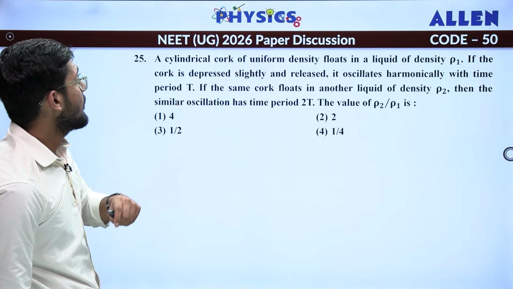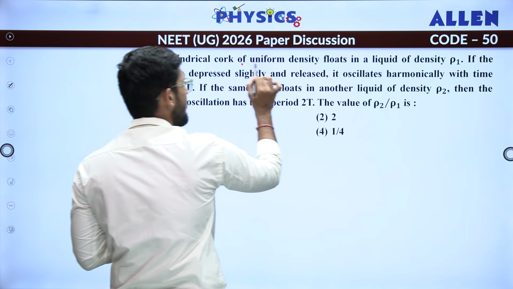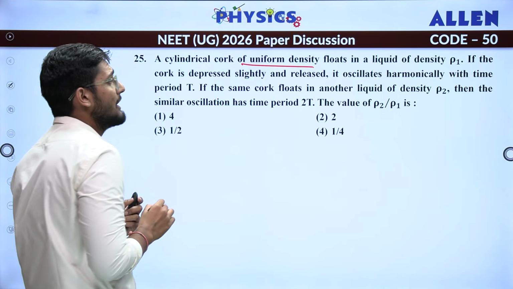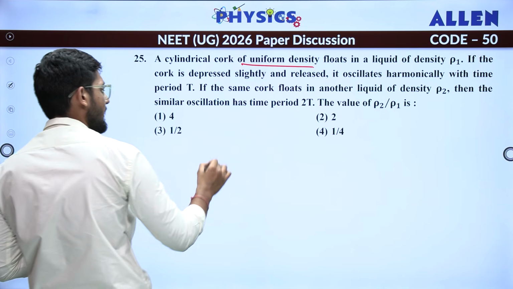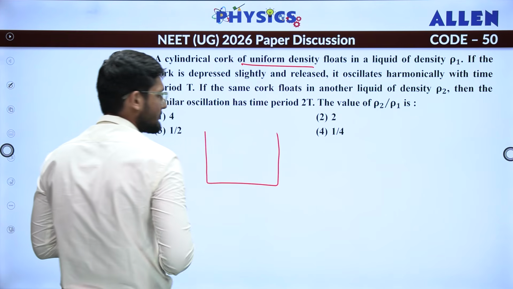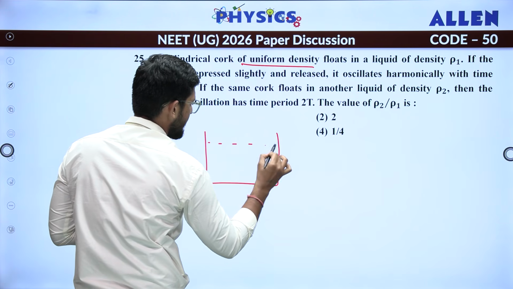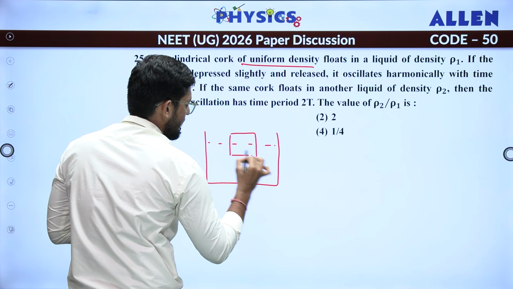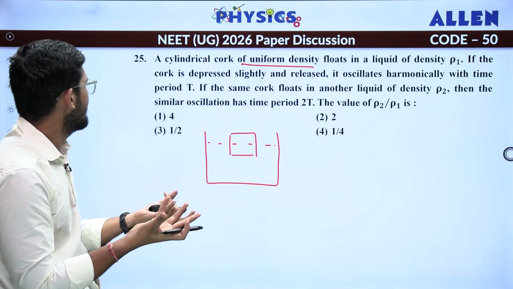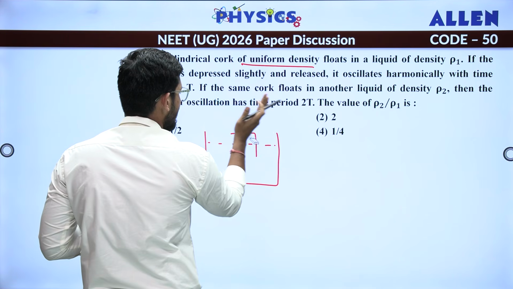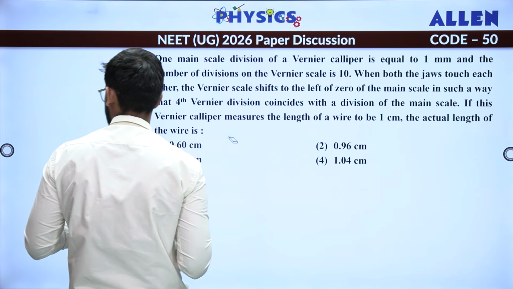Next, a cylindrical cork of uniform density floats in a liquid of density ρ1. So the situation is that you have a container. There's a kind of box we can consider. Okay, cylindrical is given to us, so we can consider a cylindrical one.